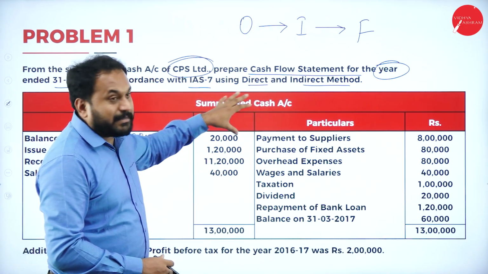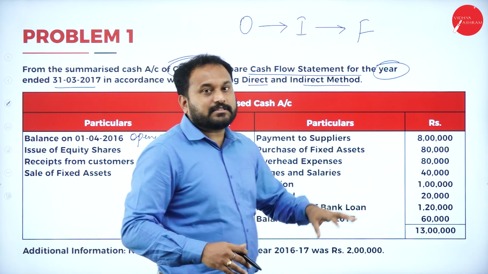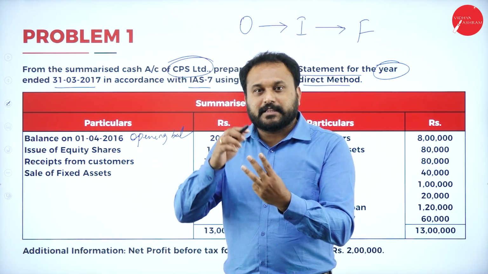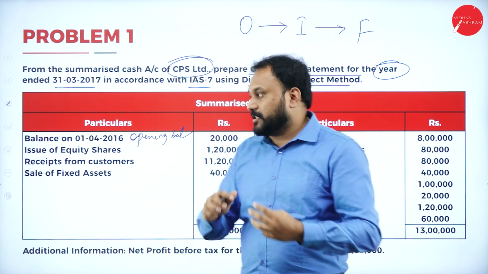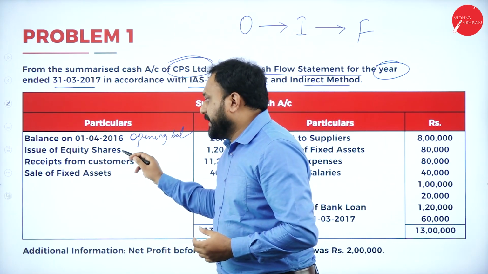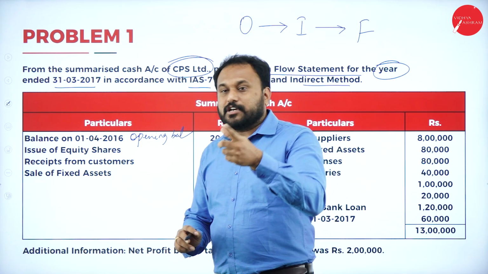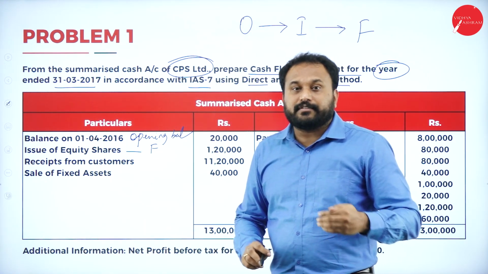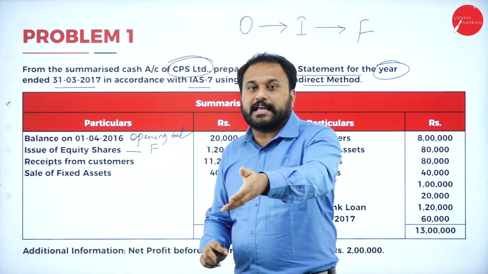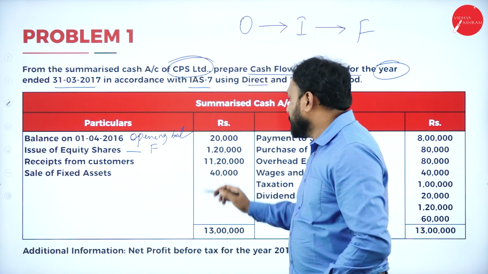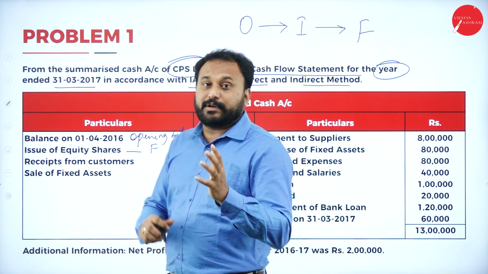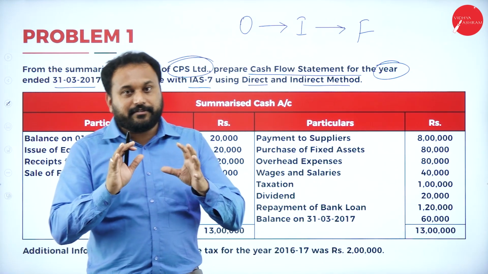So we have here a summarized cash account. Now when we go with the summarized, understand three things we are supposed to go: operating, then investing and financing. Now issue of equity share, the minute equity share, it is all financing. So I'll write here financing. And issue of equity share means I'm issuing, so I'll get money, isn't it? So we need to add this. Here only I'll write plus and minus, so it is very easy for you to identify it.